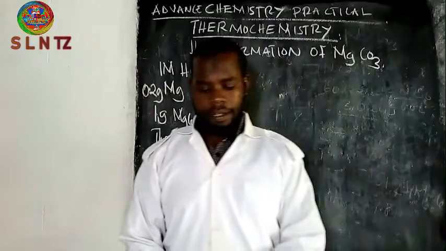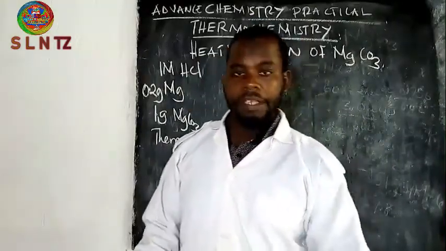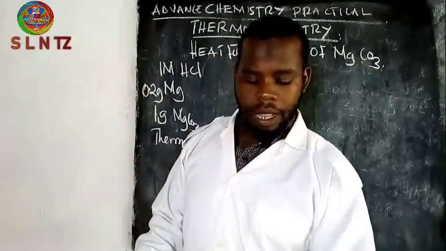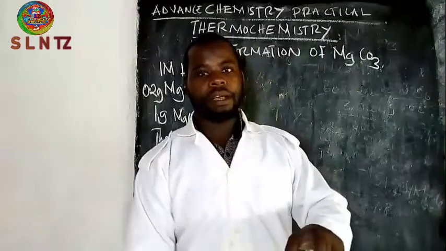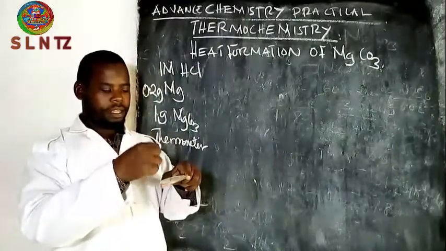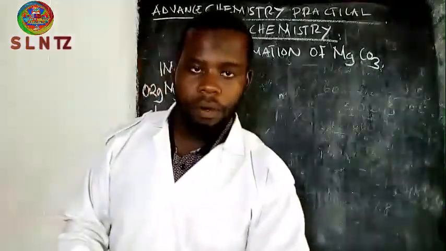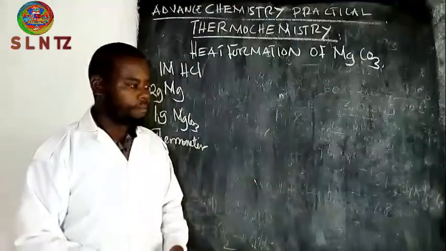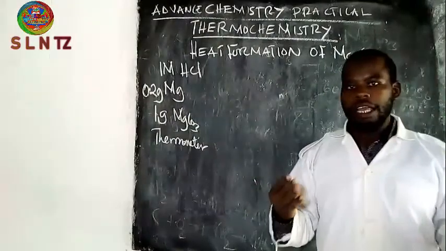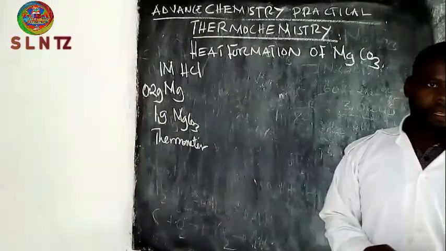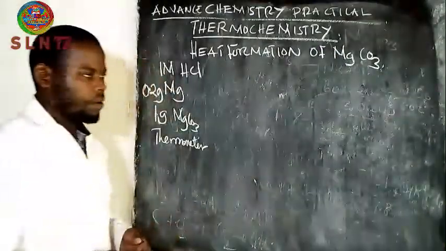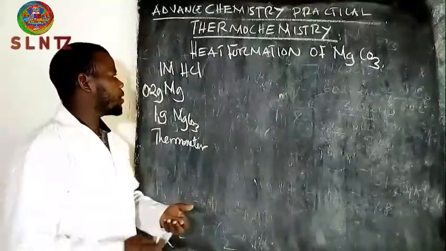Our sample here is magnesium carbonate. This one is placed on a watch glass, and we also have magnesium metal. Magnesium metal is this one. So those we are going to use for our experiment, and then you are going to see how to solve this experiment. Apart from that, we are going to see the formation of magnesium carbonate.